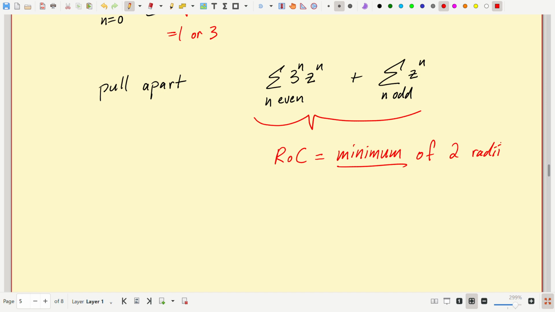And let's see, what's the minimum? Well, the second one clearly has radius of convergence 1. And if I did the ratio test on the first one, I bet I would get radius of convergence 1/3. So the minimum is going to be 1/3. So sometimes you can get sneaky like that and avoid it. If I stuck that mess into Hadamard's formula, I'd have to think about it. It would work, but I'd have to think harder.